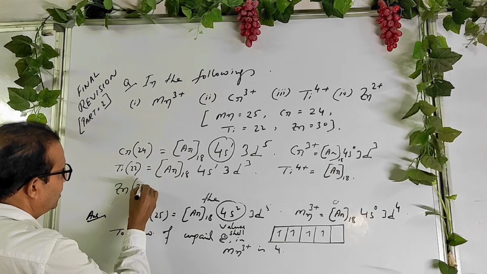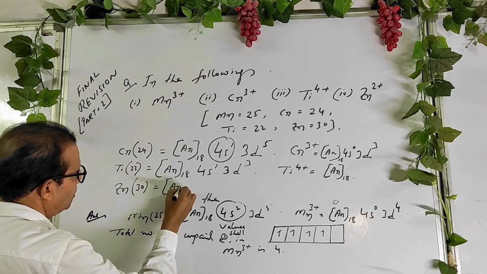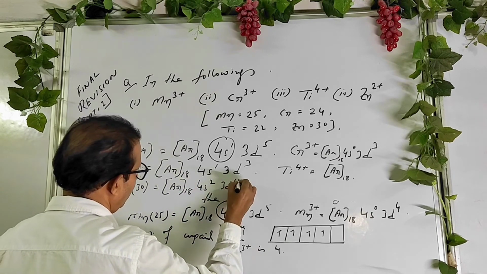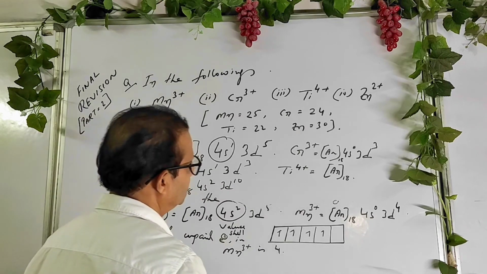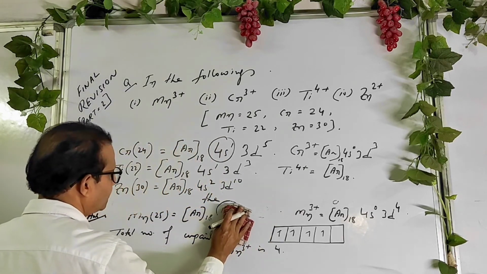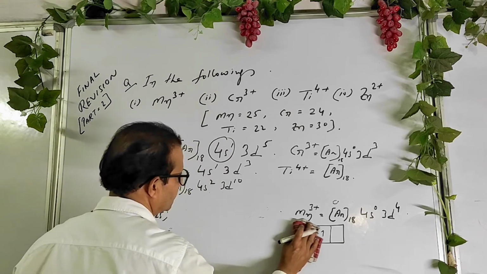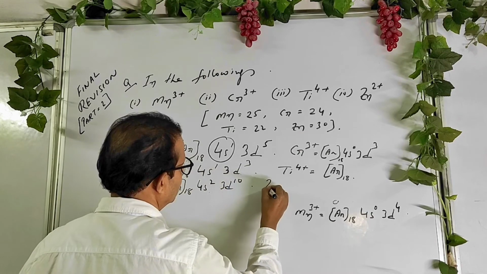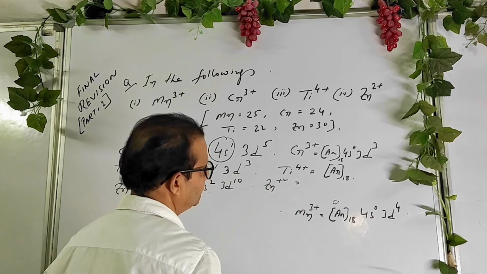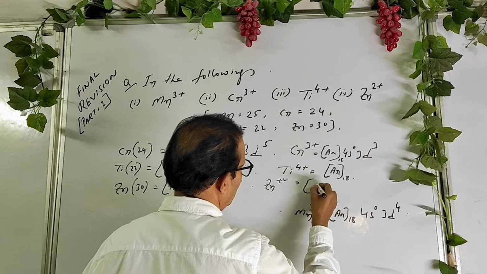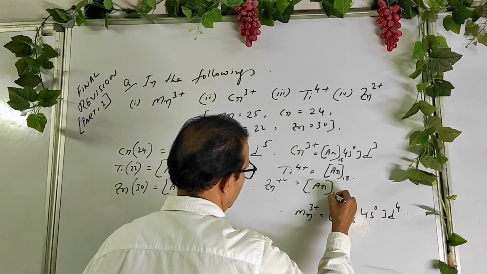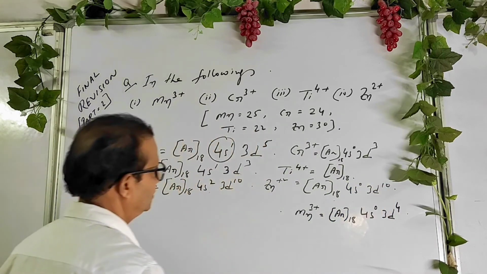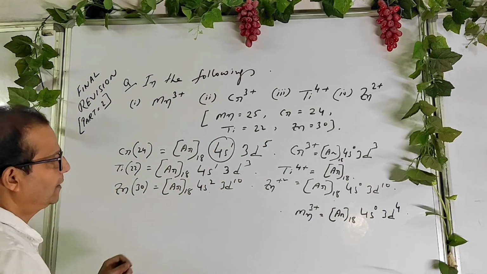Now another is zinc. Zinc has atomic number 30, so argon 18, 4s2 3d10. So zinc 2 positive, Zn2+, has argon 18, 4s0 3d10.